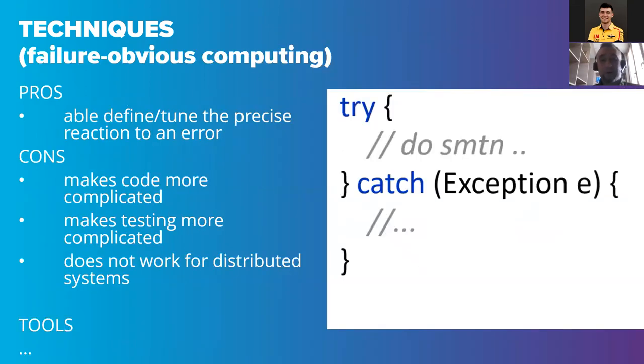Besides that, we have another technique which is really familiar to all Java programmers, and it is called failure obvious computing. Actually, you should be familiar with it. It is about our try and catch. Failure obvious computing is called that because it's not applied only to Java. If it were true only for Java, it would be called try catch, but it actually works for many, many different languages which have no such constructions.